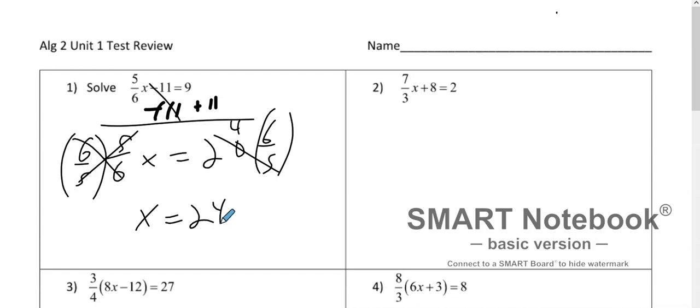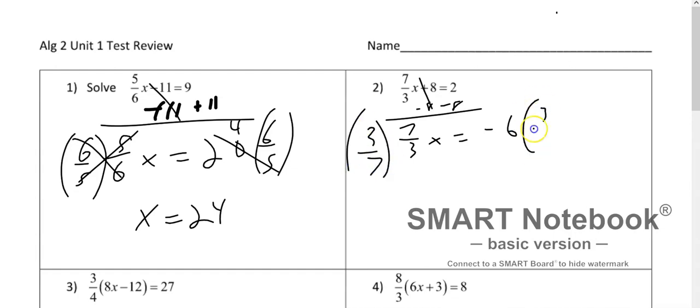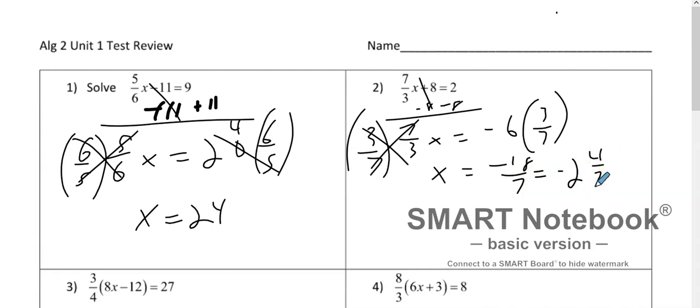Number 2, similar problem. Going to start off by subtracting the 8 from both sides. That gives me 7/3 x equals 2 minus 8, which is negative 6. In this case, I want to multiply by 3/7, the reciprocal. When I do that, this side cancels out, leaving me x. On this side, I get 6 times 3, negative 18 over 7, and that's as far as I can go. You know, if I wanted to, I could write this as negative 2 and 4/7, but either one is fine.